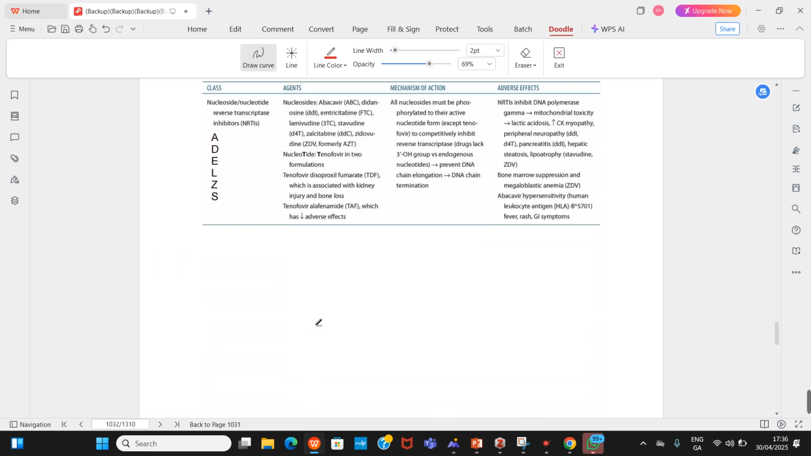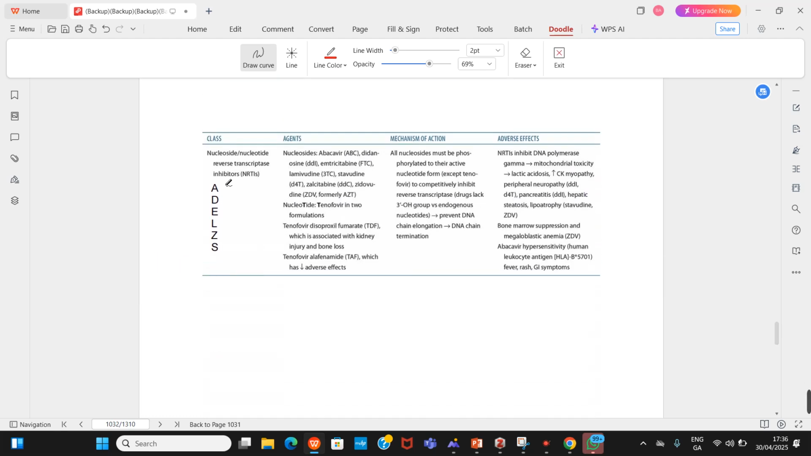So the first class, we have the nucleoside or nucleotide reverse transcriptase inhibitors. We call them the NRTIs. We only have one example of a nucleotide, and that is tenofovir. That's the only example we have in this world.